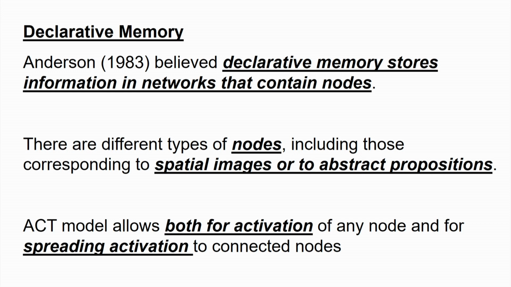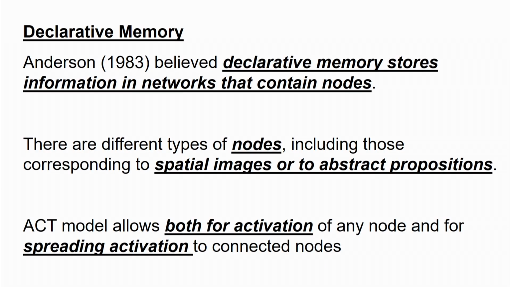Anderson 83 believed that declarative memory stores information in networks that contain nodes. As I said before, declarative memory tends to have a large, vast network, and these networks have concepts which are stored as nodes. Concepts which have similar features, or similarity-based matching, are clubbed together, and these have the highest weight. The weight is basically the strength of how close two concepts are, and they are connected by some kind of a pointer. So, this is what declarative memory is all about.